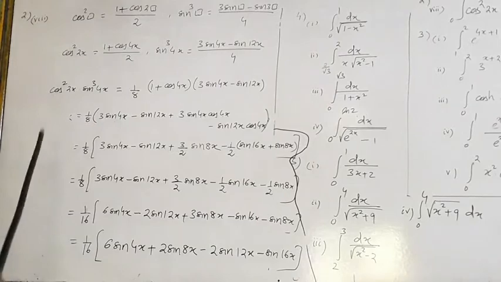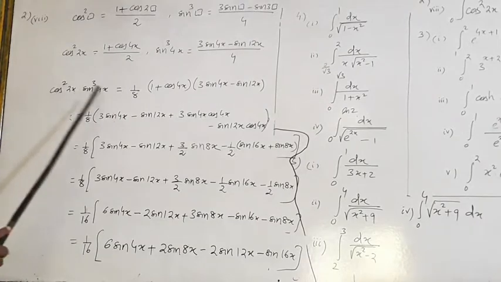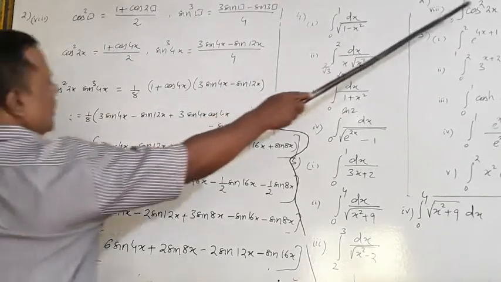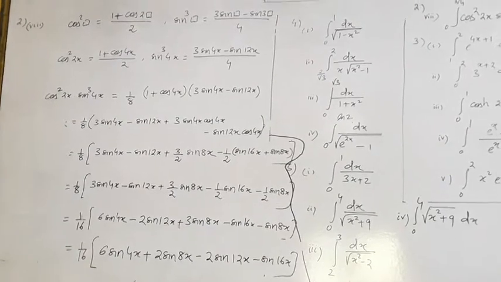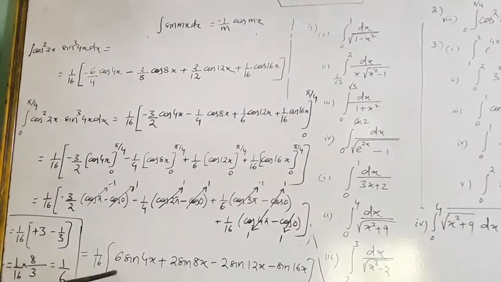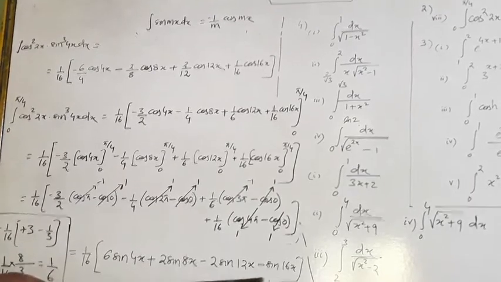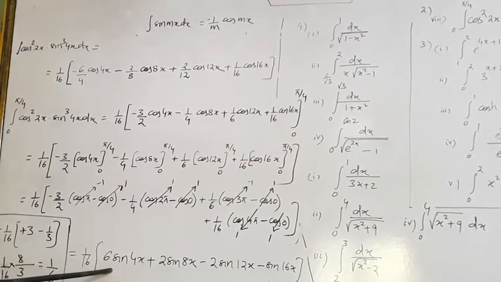I am just telling you what cos square 2x and sin cube 4x is. This one, what is the result? This is the simplification. After that I will integrate. Then I will put the limits 0 to pi by 4. Now look here. This was the integration, this was the result. We have to then integrate.